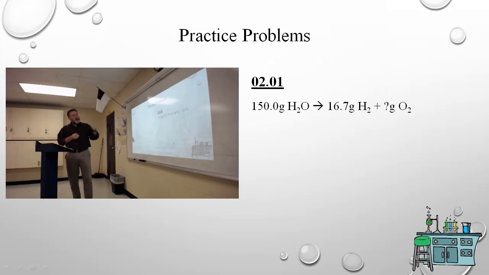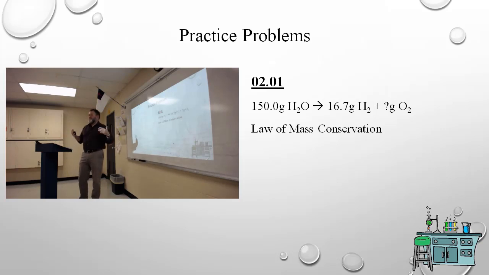Okay. 150 grams of stuff. Just think about the general principle. 150 grams of stuff produces 16.7 grams of stuff and some additional stuff. How much of the additional stuff must have been produced? It's the law of conservation of mass, right? I don't create or destroy any mass, any matter. Therefore, I must start and end with the same amount. If I have 150 grams to start with, how much must I end with?